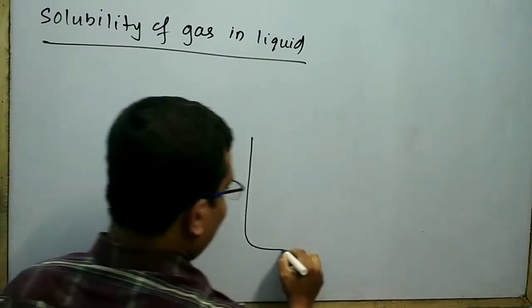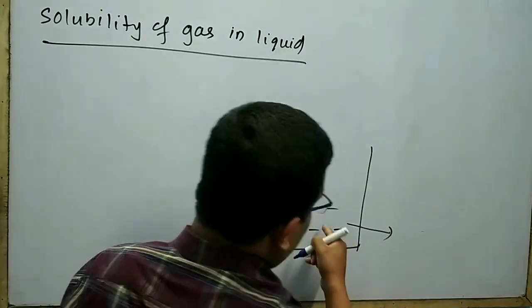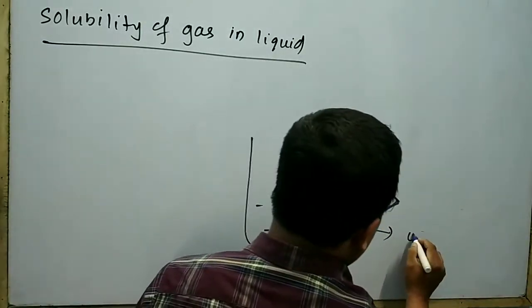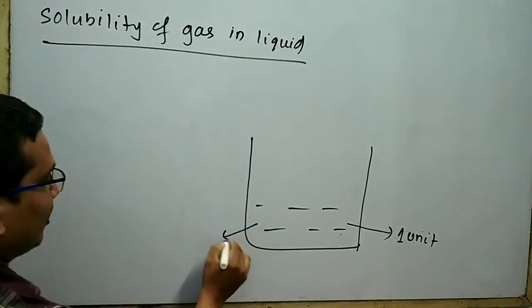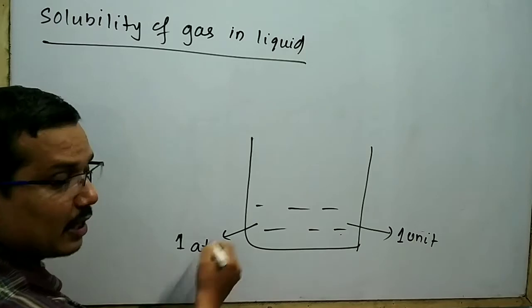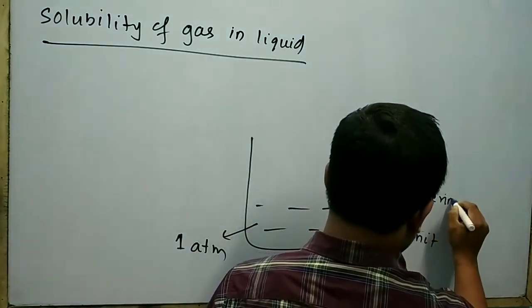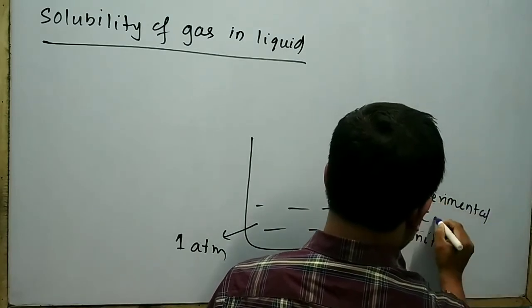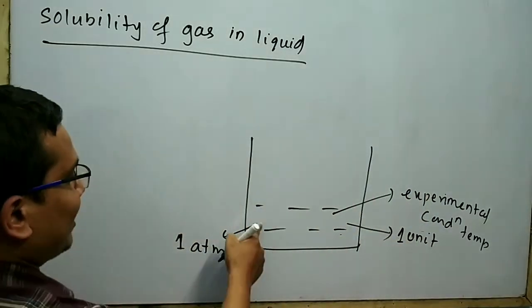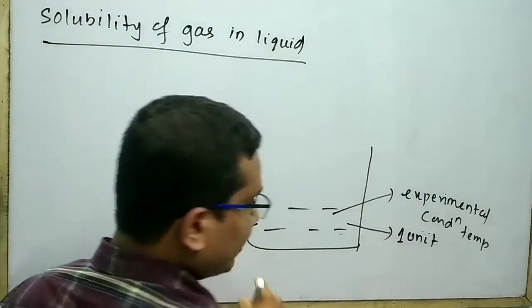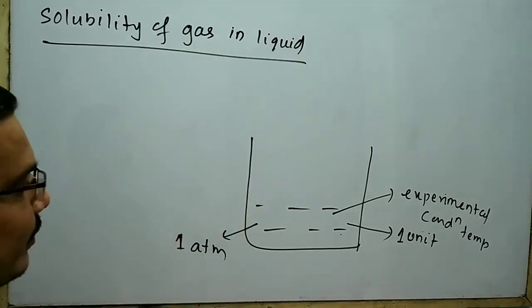Suppose I take a liquid solvent. The volume of the liquid solvent is 1 unit. The partial pressure of the gas which will be dissolved is 1 atm, and the temperature is the experimental condition temperature. Then the amount of gas dissolved in this liquid solvent is called the solubility of that gas in liquid.